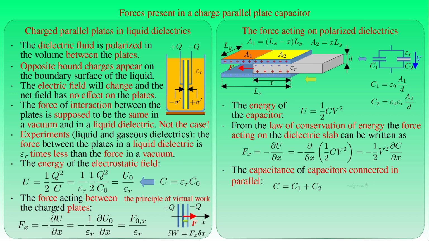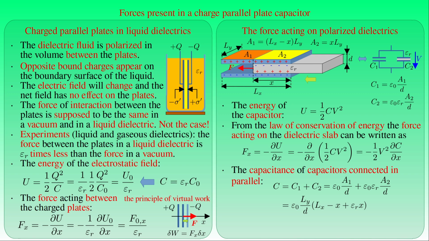If we substitute the expressions for the capacitances into the right-hand side of the equation, where the areas can be expressed by the linear dimensions Lx, Ly, and x, then the capacitance C can be written as the vacuum permittivity epsilon naught times the ratio of the length Ly of the plates to the distance d between them, times the quantity of the length Lx minus the distance x plus the relative permittivity epsilon R times the distance x.